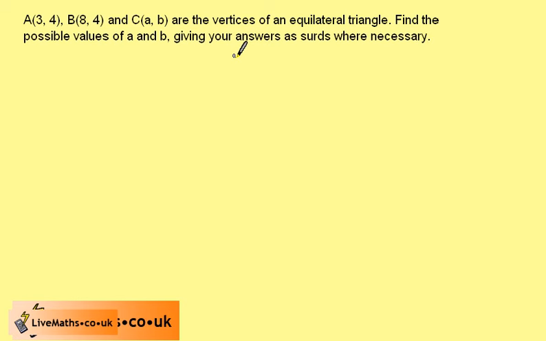A(3, 4), B(8, 4) and C(a, b) are the vertices of an equilateral triangle. We want to find the possible values of a and b, giving our answers as surds, if necessary.